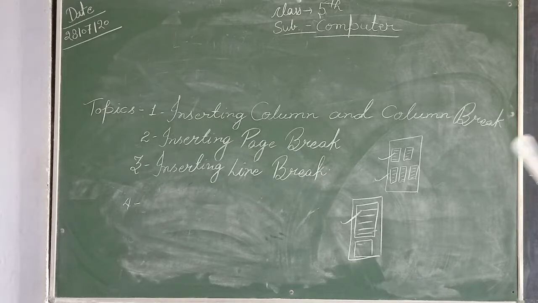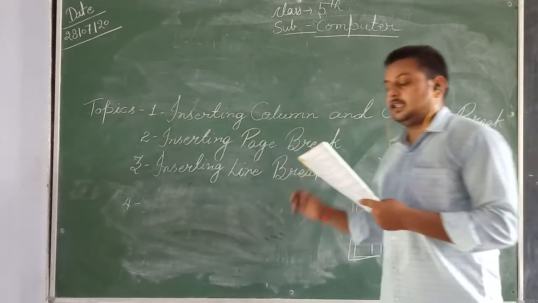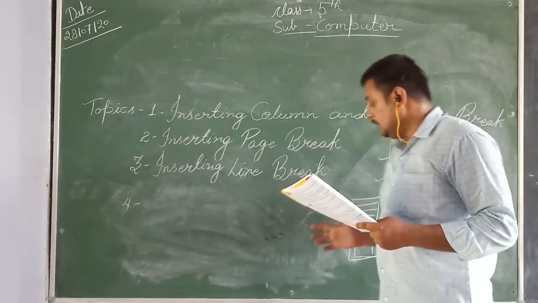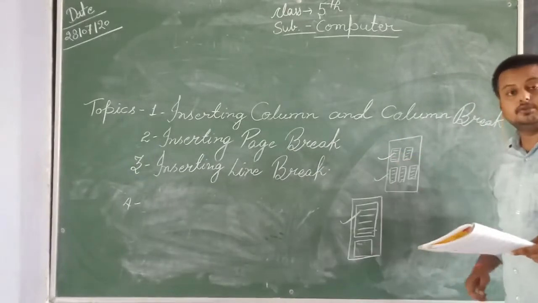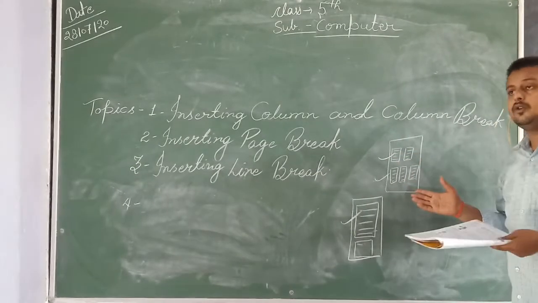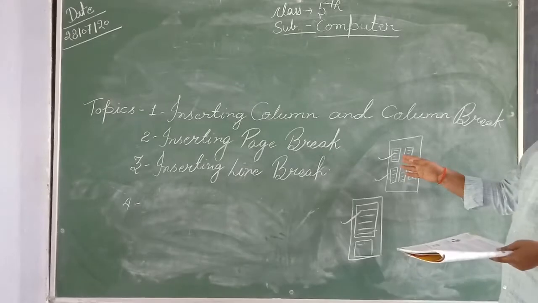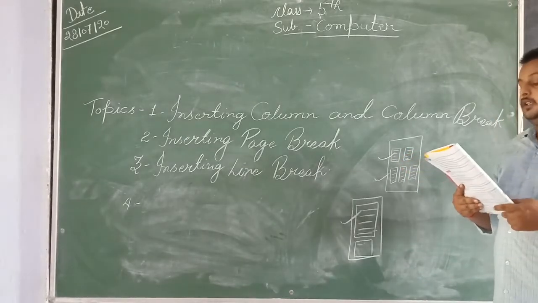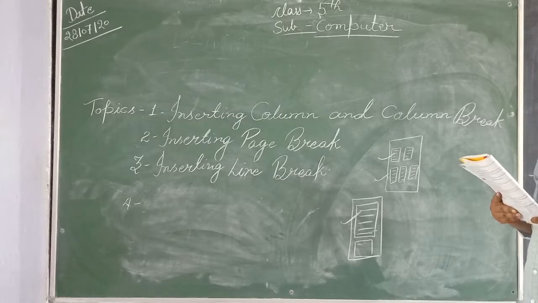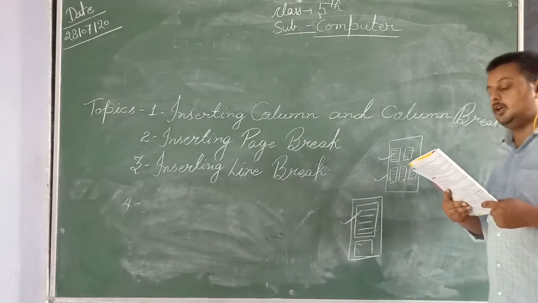Okay, so place the cursor before the text where you want to insert the column. Means in your document, where you want to insert the column break, you have to just point or select that part, and after that click on the Break button on the Page Layout tab and select the Column option from the drop-down menu.